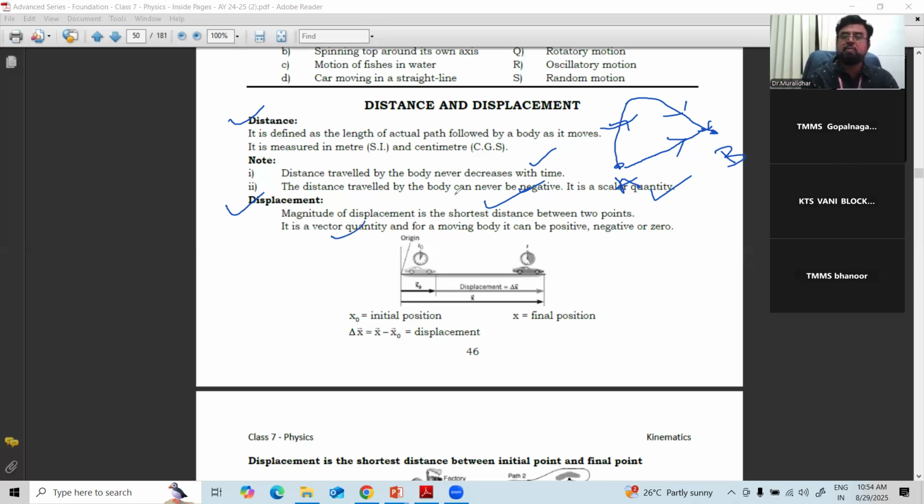So, it is a vector quantity because displacement will have specific direction. And for moving body, it can be positive, negative, or zero. Displacement can be zero also. Example, I will see here.